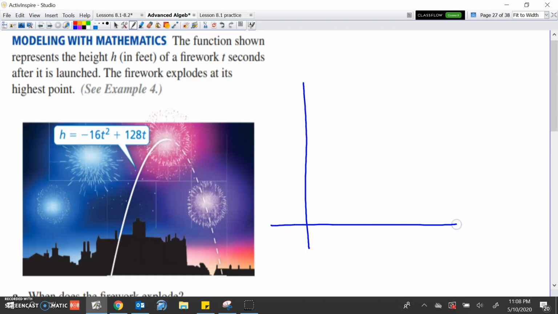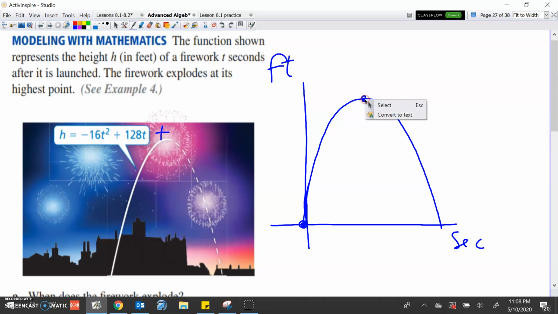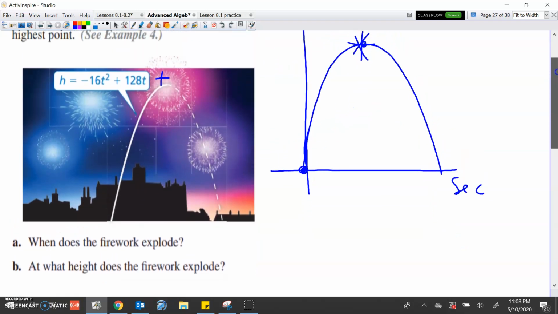Okay, so this is seconds again. This is height in feet. They say that the firework goes up and comes down. So it's going to go up and come down. There's no initial value, so notice there's no plus c, so my y-intercept is just 0, 0. And that's the scenario, okay? And it explodes at its highest point. That's wherever it explodes.